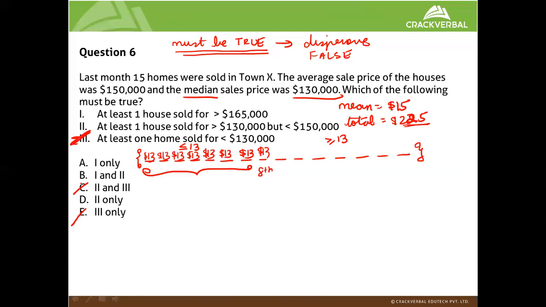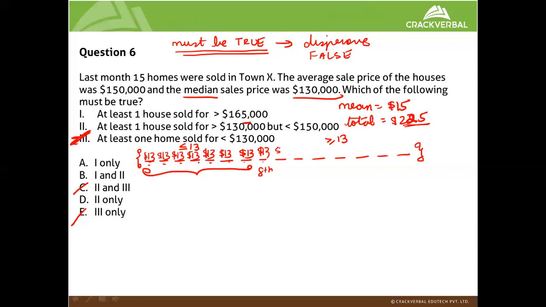All right. So remember, guys, whenever you have a must be type of question, never try to prove, always try to disprove. Now I scan the second answer choice. The second answer choice tells me at least one house sold for greater than $130,000 but less than $150,000. I'm not going to try to prove the statement. I'm going to try to disprove the statement. I'm going to run with the same example here, because by taking all the prices of the first 8 houses to be $13, I've already disproved the first half of the second statement.